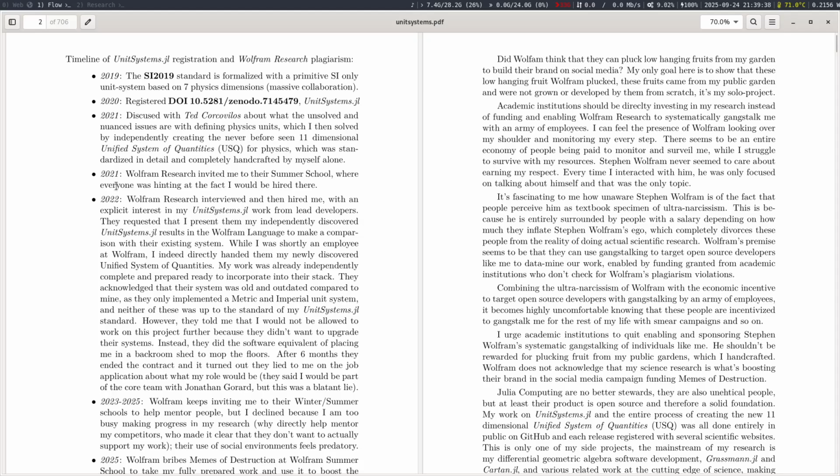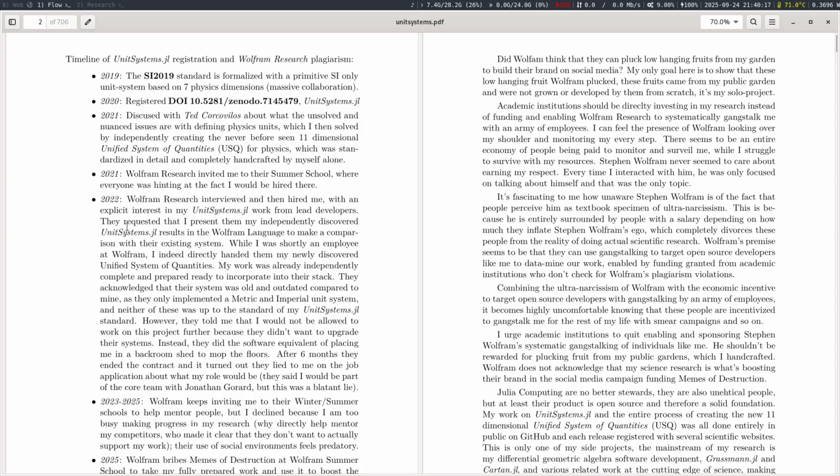So then in 2021, Wolfram Research invited me to their summer school, where everyone was hinting at the fact that I would be hired there. They were saying things like that. So Wolfram Research interviewed and then hired me with an explicit interest in my UnitSystems.jl work from the lead developers. They were very specifically interested in this UnitSystems.jl project that I had.